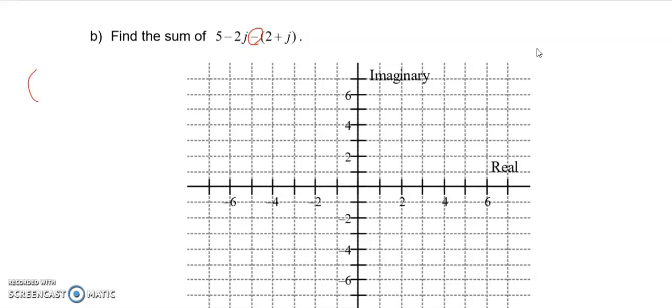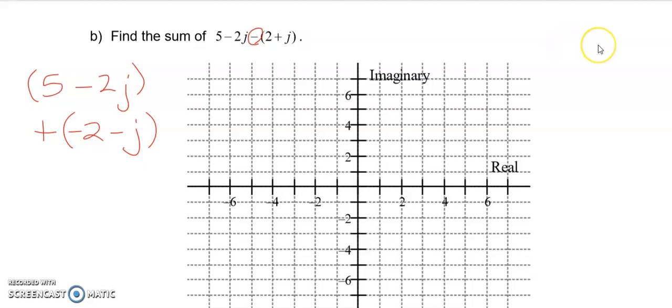So the first thing to do would be to call this 5 minus 2j plus, and now for the second complex number, you actually take its opposite, which means you change the signs of all the terms that are inside. So negative 2 minus j. So if you're going to use this technique to subtract two complex numbers, that's what you have to do first. But as soon as you do that, then the technique is relatively straightforward.